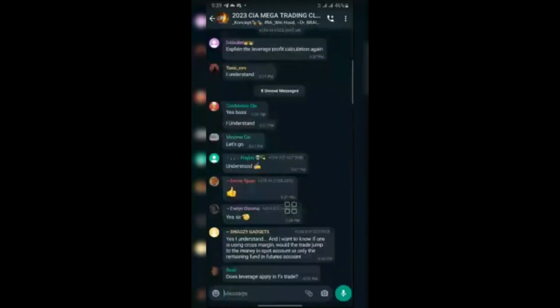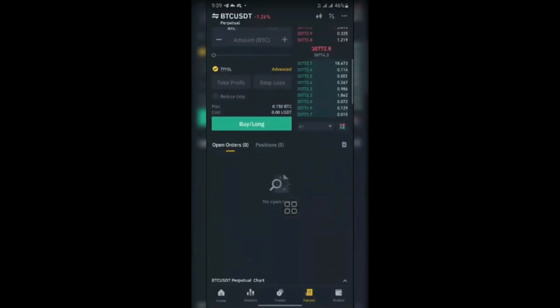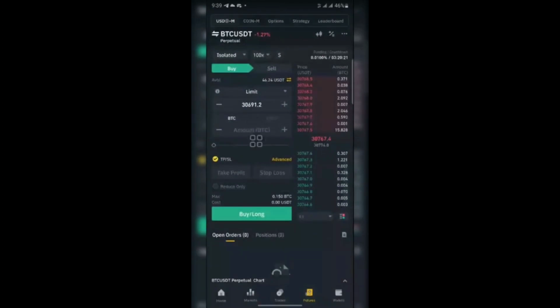No. If you place your money on cross and the money is finished on cross, like your available capital finishes, the money is not going to jump from cross to spot. Nothing concerns spot. You are concerned with this place. Do you understand? So that's it. Okay.